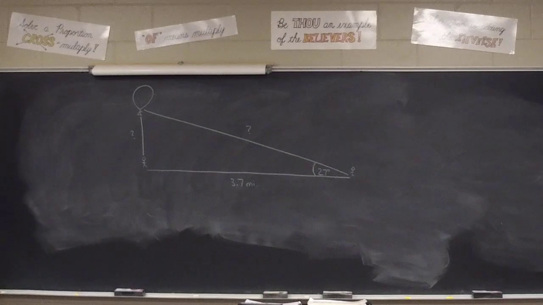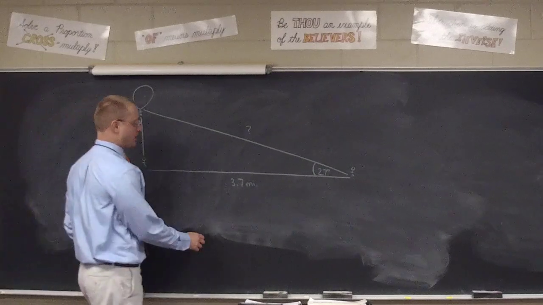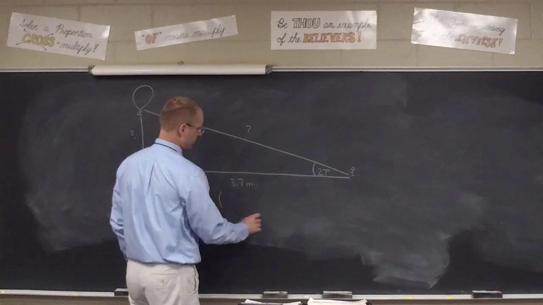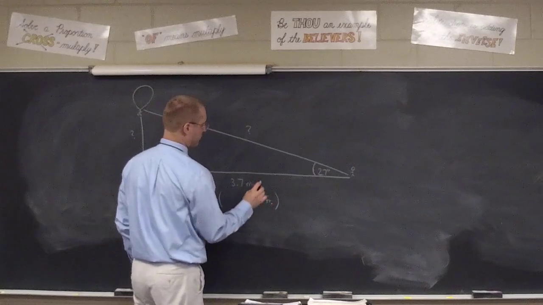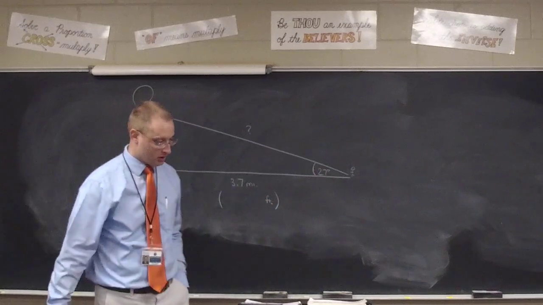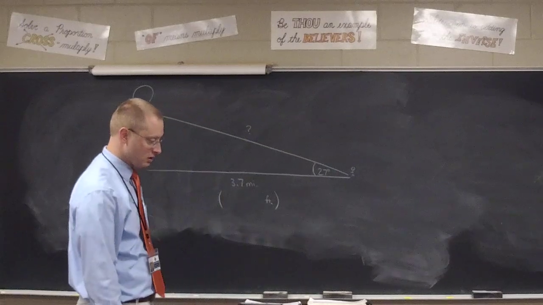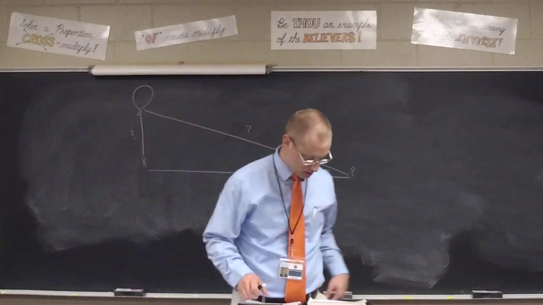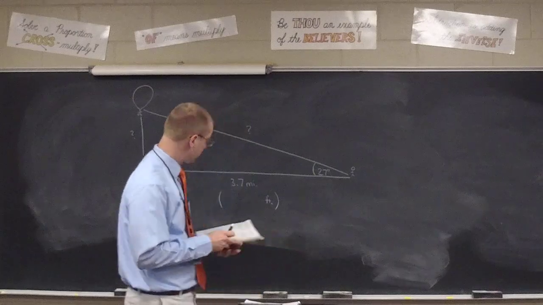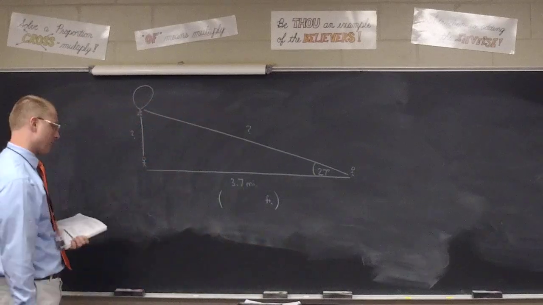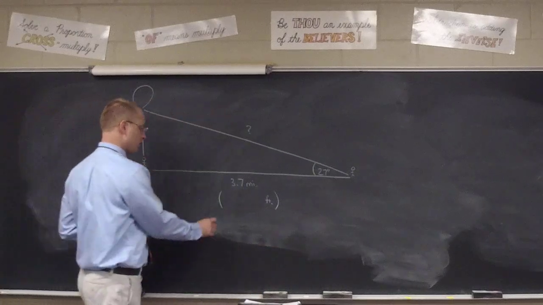They want the answers in feet. So you're going to have to change the 3.7 miles into feet before you do the math, would be my recommendation. How many feet is 3.7 miles? 19,536.